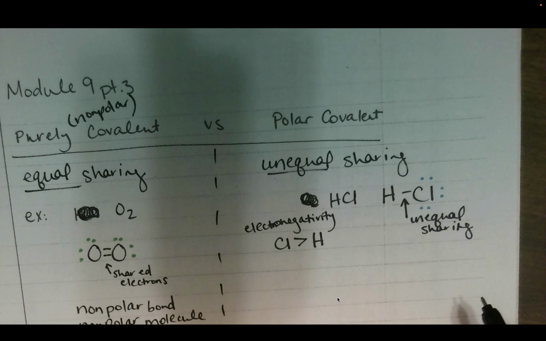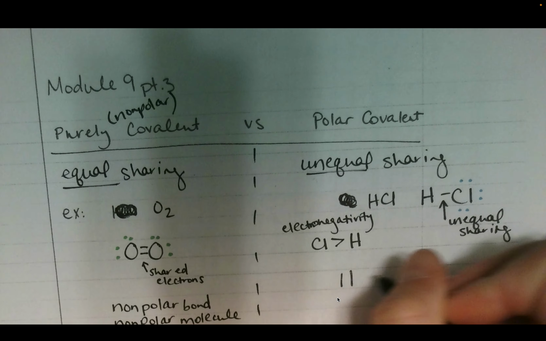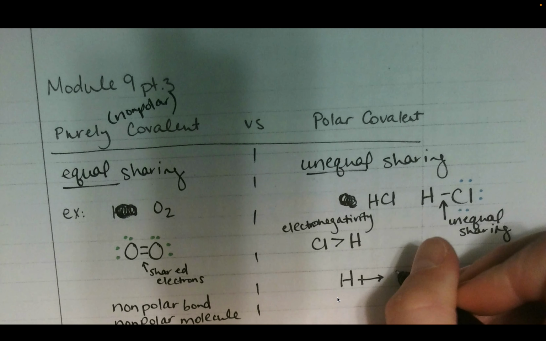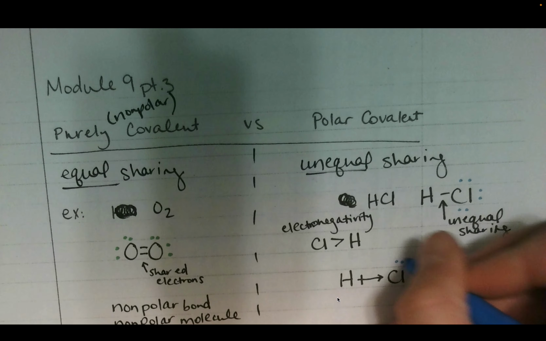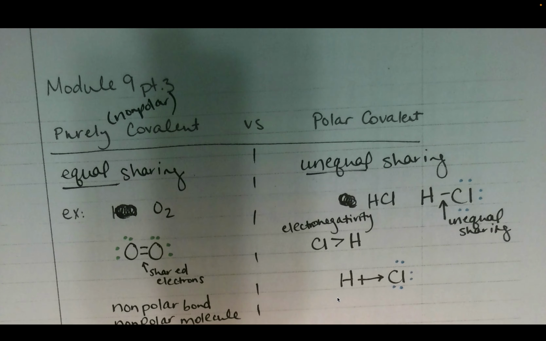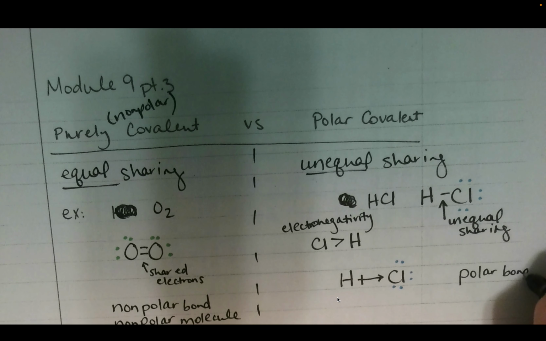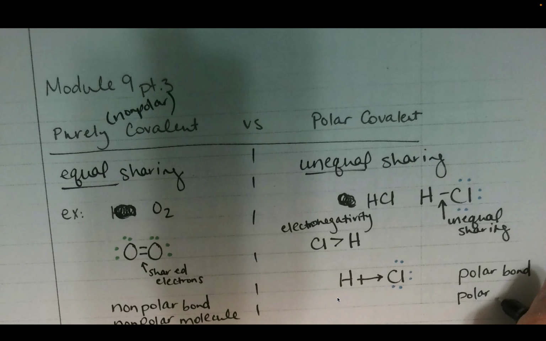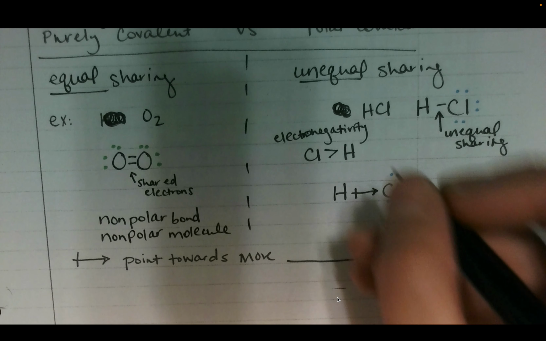So when I draw this bond out, if I want to show that polarity, I can do it like so. Instead of just drawing the bond, I'll show that the electrons are more pulled towards the chlorine. So here I have a polar bond. They're not equally shared in the bond. And I have a polar molecule. I'm more likely to find electrons over here by chlorine than I am beside the hydrogen.